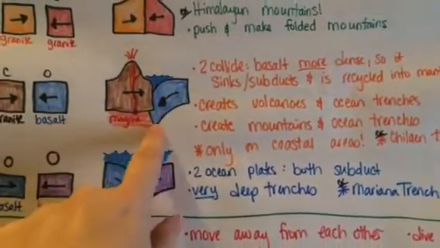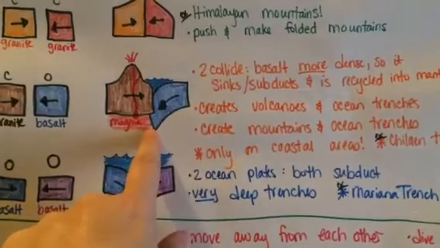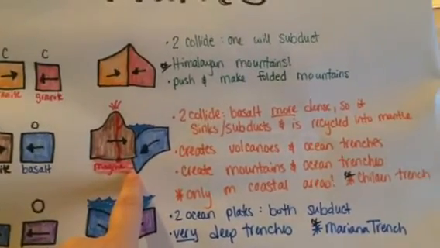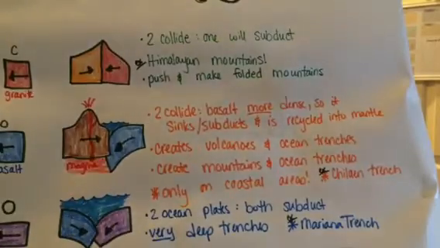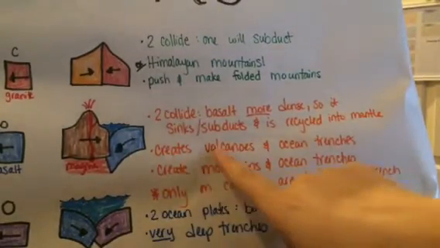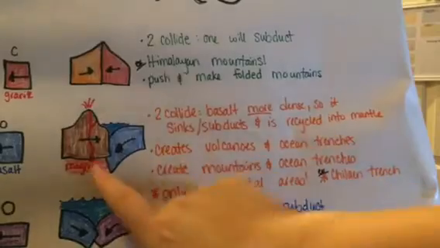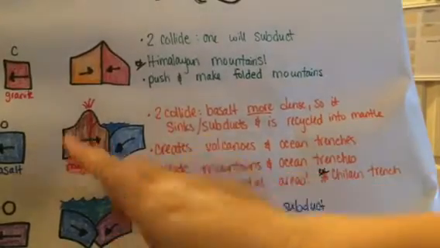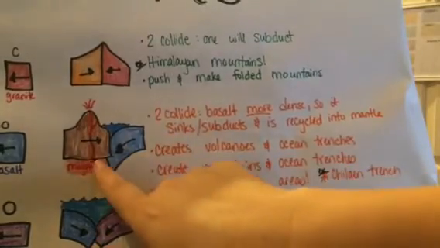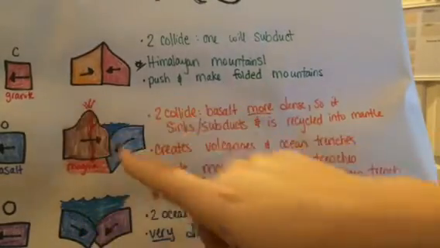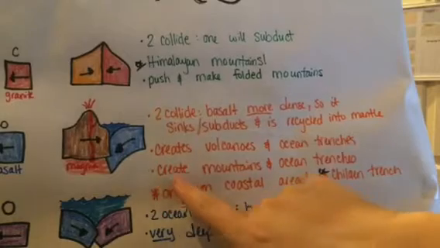And as it goes under, it gets recycled back into the magma. Now, one of the things that this can create is a volcano along with an ocean trench. If it buckles enough or collapses enough underneath the rock and has holes in it, the magma can come up and come out as lava in a volcano.